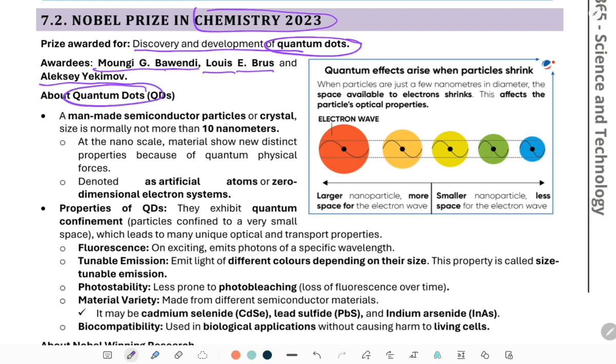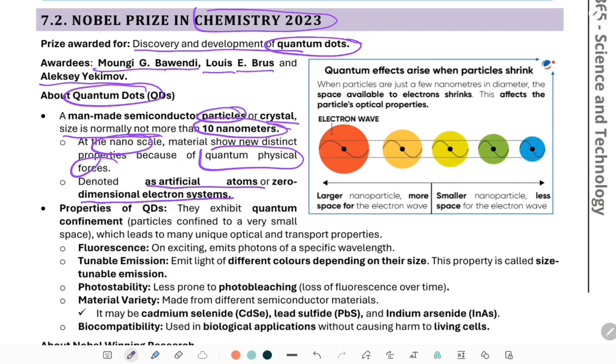They are man-made semiconductor particles or crystals whose size is normally not more than 10 nanometers. At the nanoscale, materials show new distinct properties because of quantum physical forces. They are denoted as artificial atoms or a zero-dimensional electron system.